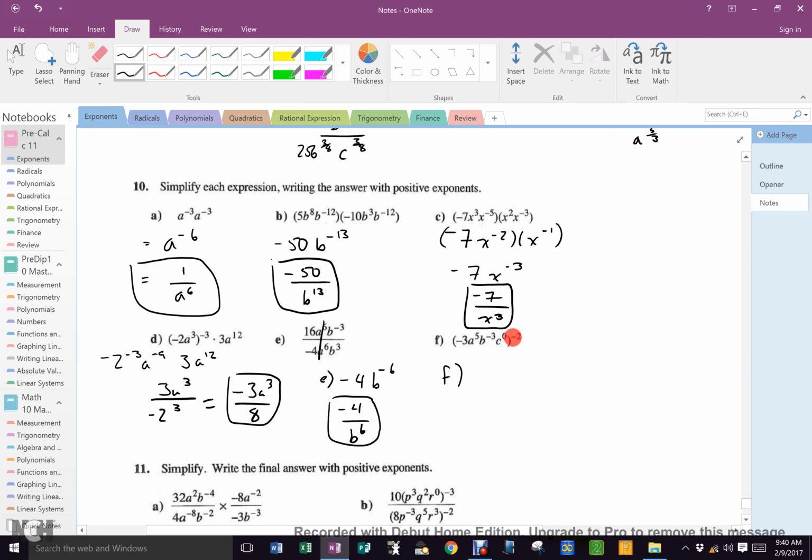And F, the negative. Now, there's a lot of ways you can do this. You can bring the negative into everything, or you can just do this. 1 over negative 3, a to the 5th, b to the negative 3, c to the 0, to the positive 2, which gets me 1 over 9, a to the 10th, b to the negative 6. Negative 6 is in the bottom, so I got to have b to the 6th up top over 9a to the 10th.